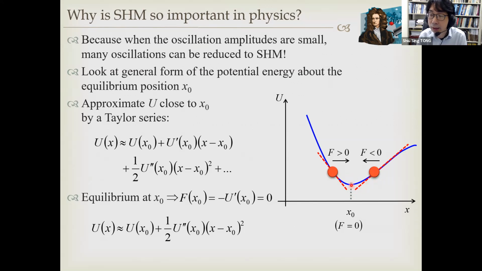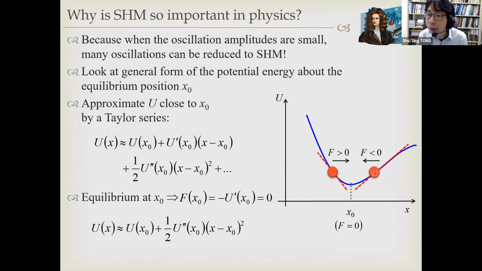Minus dU/dx is equal to the force, and dU/dx here is 0 because the curve is level. So this is a zero point for the force. But what determines whether it is stable or not? It depends on what happens when the particle is slightly disturbed. Suppose the particle is now moved to the positive x side by a little bit.